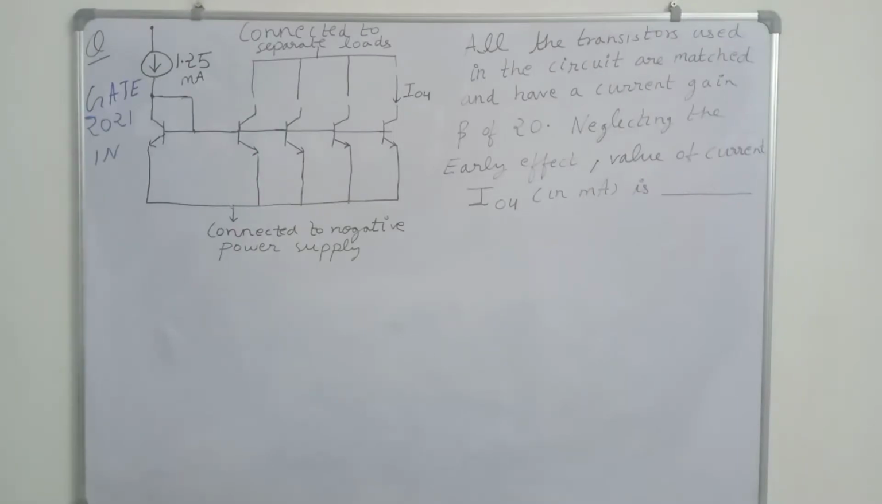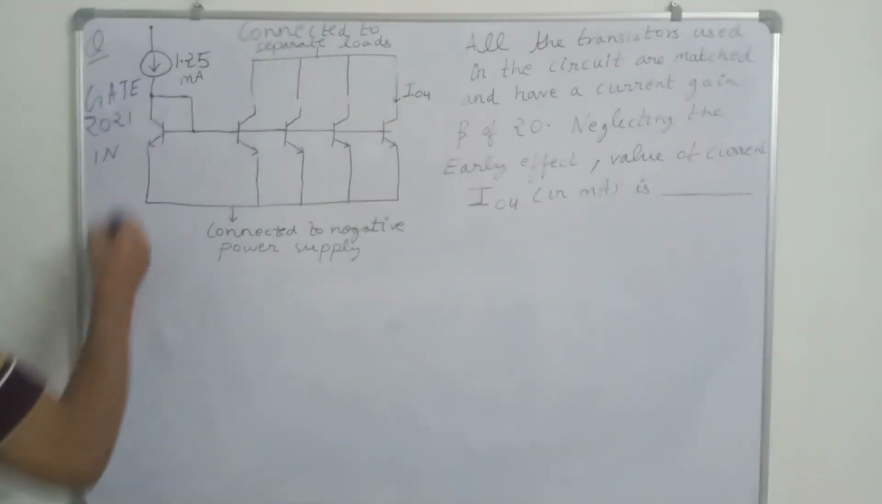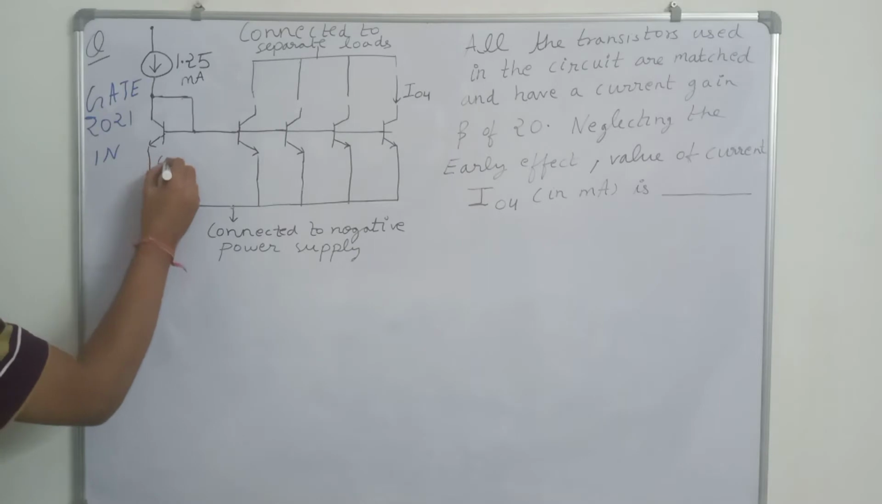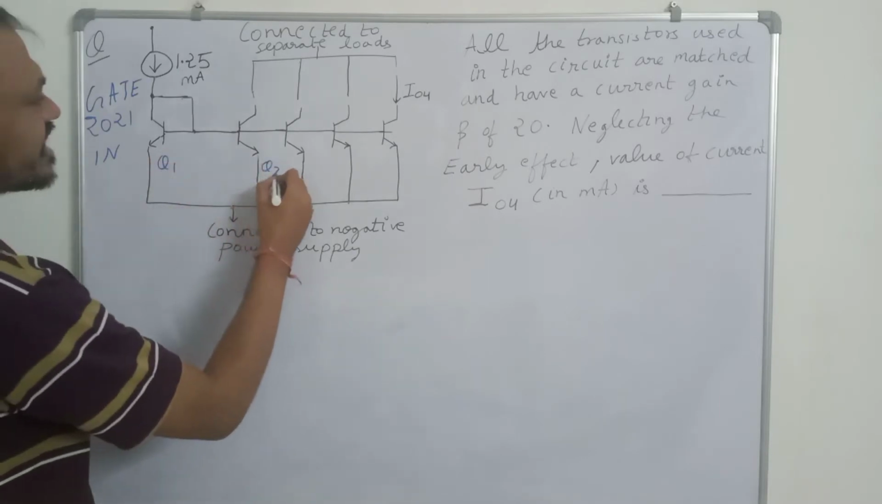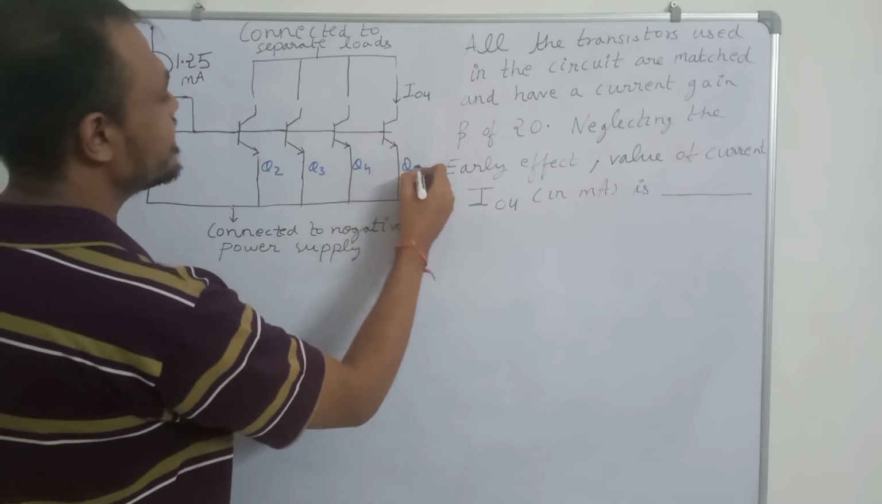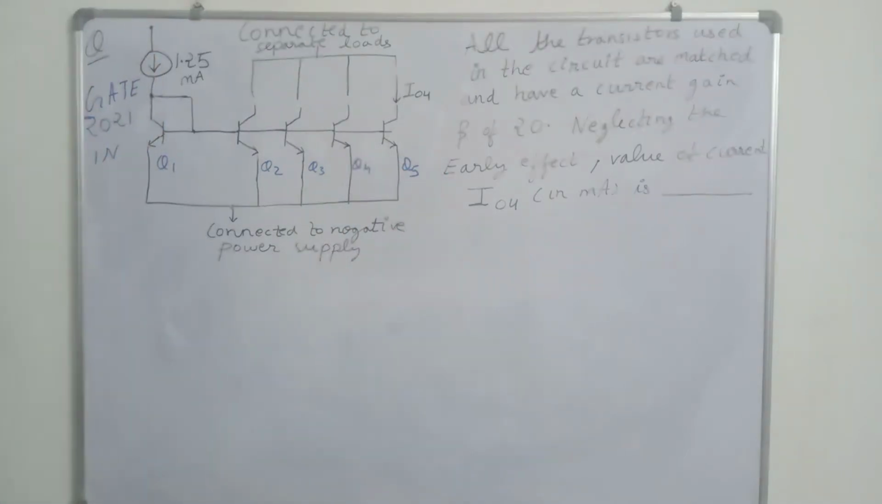In this video we are discussing a question from GATE 2021, and this question is based on current mirror. It is a very easy question, but it is also a very good question to understand the concept of current mirror. In this question 5 transistors are given to us: let's say this transistor is Q1, this is Q2, this is Q3, this is Q4 and this transistor is Q5.